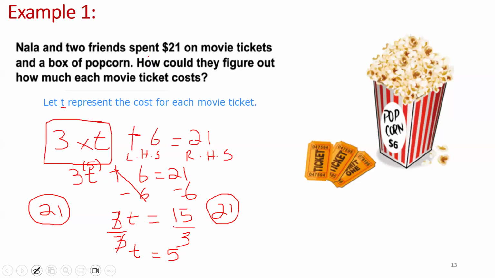So back to the problem, how could they figure out how much each movie ticket costs? To figure that out, all they need to do is create an equation to represent the situation and solve it. And that is how we write and solve a two-step equation.